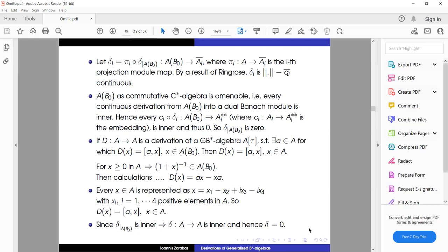in this first result, which describes that the situation is the same when we have a commutative G-Bistar algebra with jointly continuous multiplication.